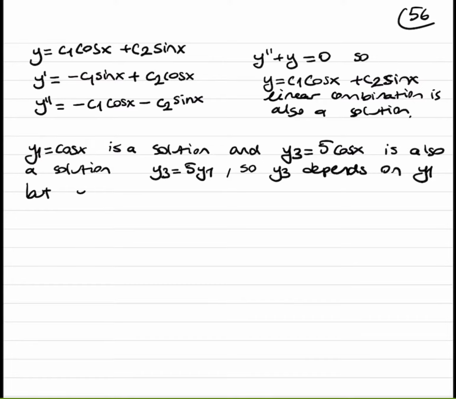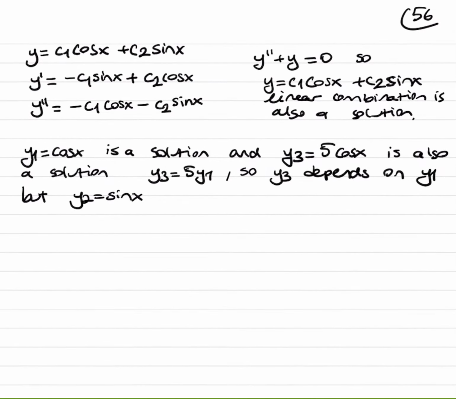But if you compare to sine x, cosine x doesn't depend on y2, right? We cannot write y2 as a multiple of y1. So y2, sine x, cannot be written as, let's say, c times y1. Some multiple, we cannot write this. Sine x is not equal to some multiple of cosine x. That's why we say y2 doesn't depend on y1.